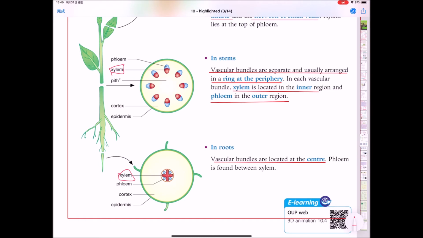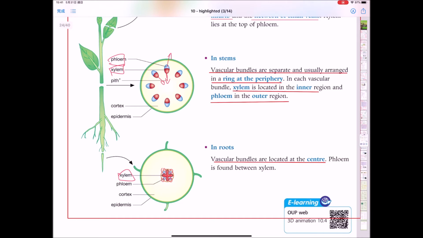For the xylem vessel, they always tend toward the middle of the stem or the root. So you can see that the xylem vessels in the stem are pointing inwards, and the xylem vessels in the roots form a cross shape. And then the phloem vessels are a bit pointing outwards of the stem, and they are also surrounding the xylem vessel, so that's why they are a bit outwards. So that's the xylem and phloem vessels.